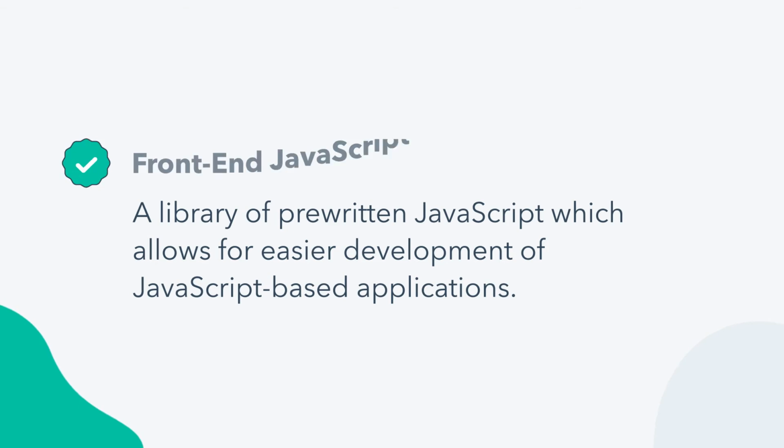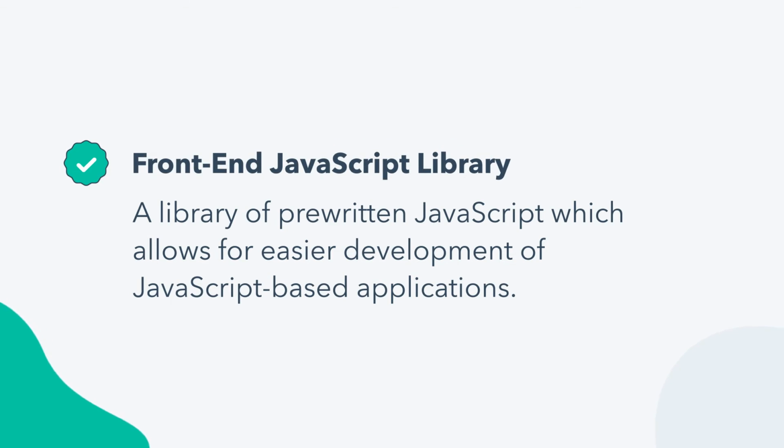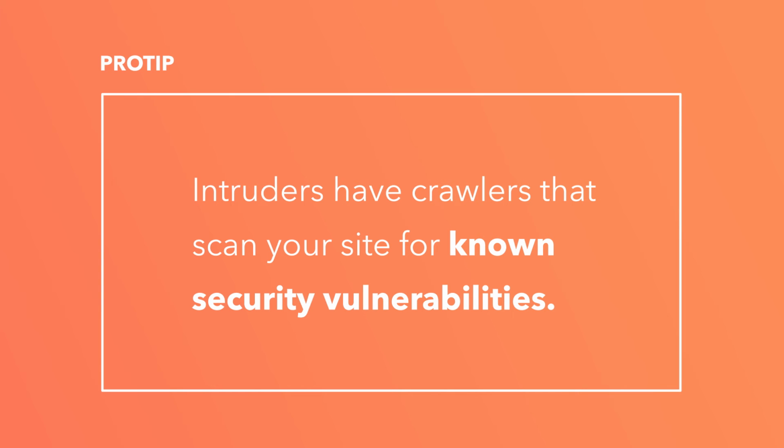Beyond SSL, there are other ways that you can keep visitors on your site safe. There are front-end JavaScript libraries with known security issues. You should avoid these at all costs. A front-end JavaScript library is a piece of pre-written JavaScript which allows for easier development of JavaScript-based applications. But not all libraries are created equally, and intruders know this. Intruders have crawlers that scan your site for known security vulnerabilities. When the website crawler detects a vulnerability, it alerts the intruder. From there, the intruder just needs to figure out how to exploit the vulnerability on your site.